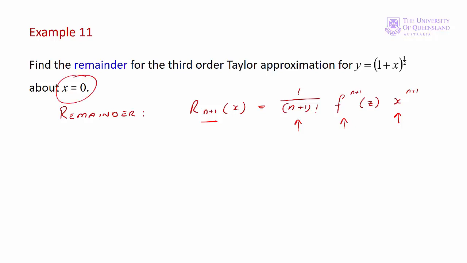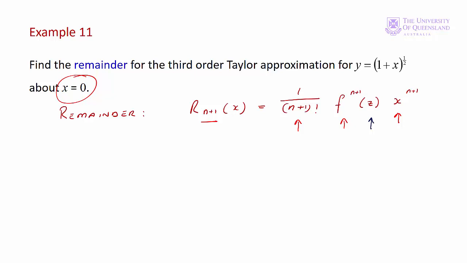If we had a Taylor approximation around some number other than 0, then we'd replace the x here by x minus a to the n plus 1. However, the textbook just focuses on the Maclaurin series for approximations about x equals 0, so we'll stick with that. The z here is a value of x that we determine, and that's the value of x that maximizes that n plus 1th derivative.